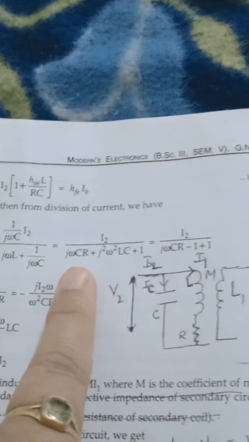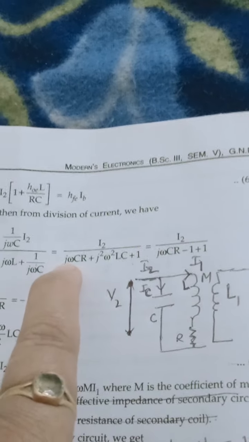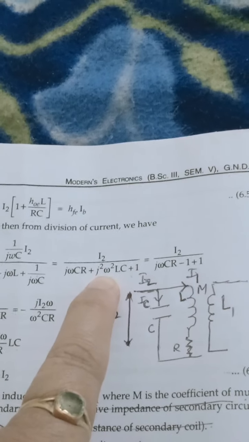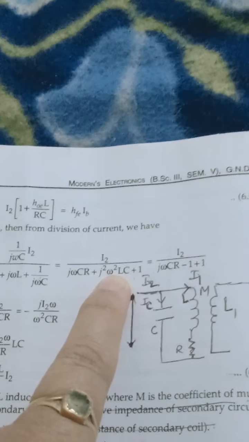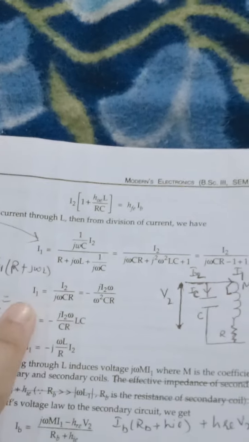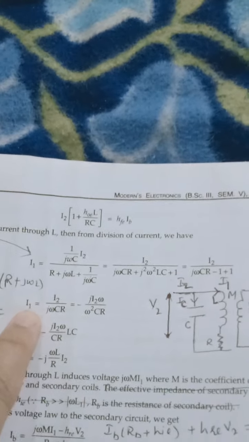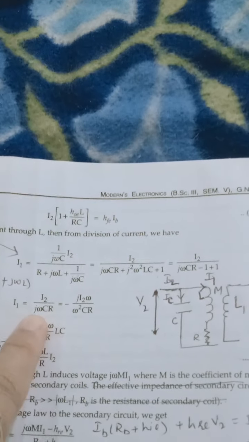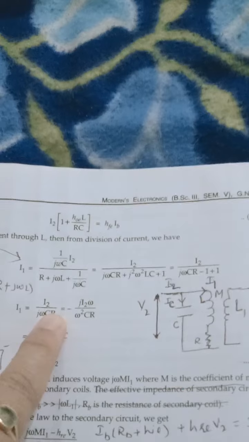Further, this term remains as it is. Here for the iota square I get minus 1 and omega square is equal to 1 by LC. So this total factor gives me minus 1 plus 1. So this minus 1 and plus 1 cancels out and I get a simplified term for I1, which is equal to I2 upon iota omega CR.